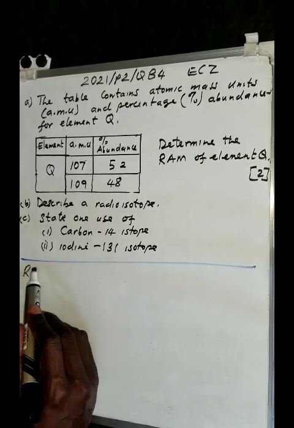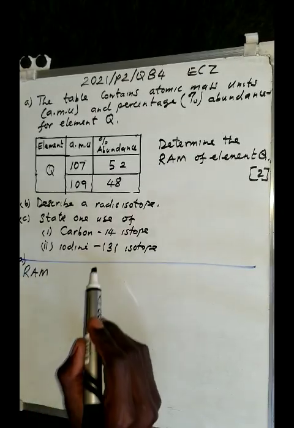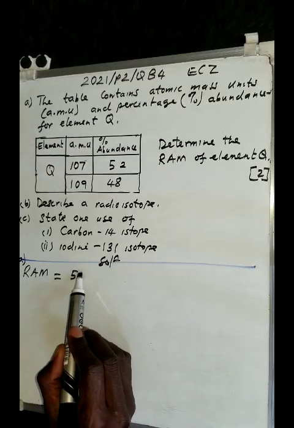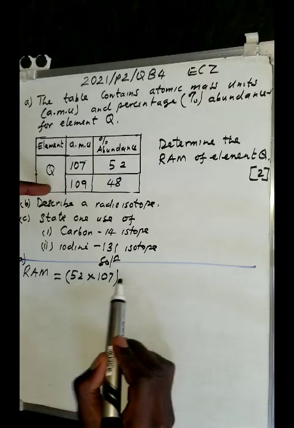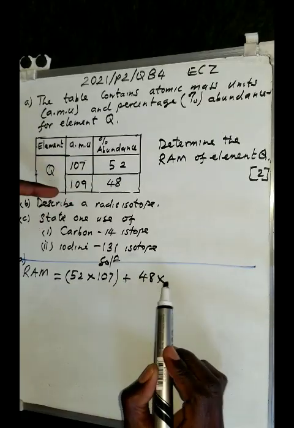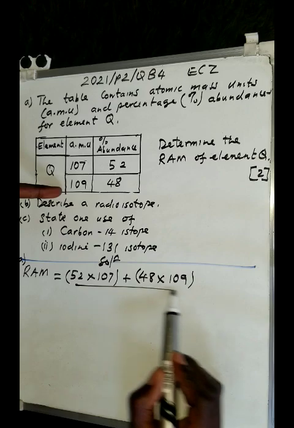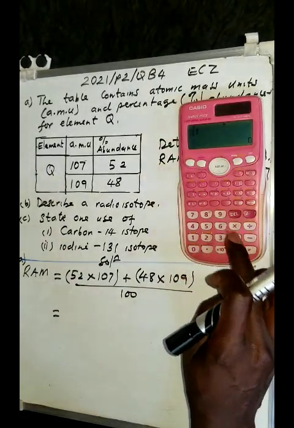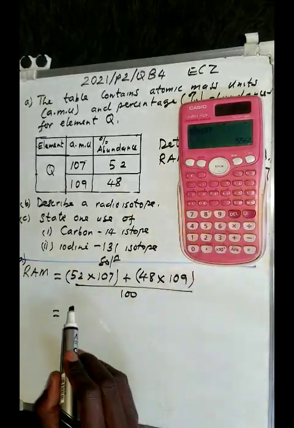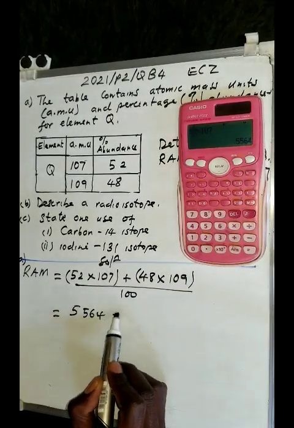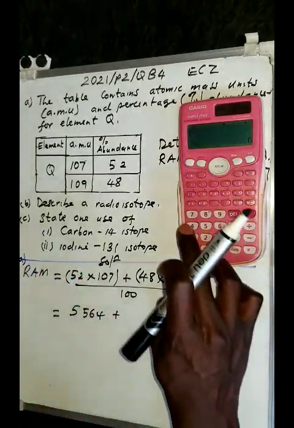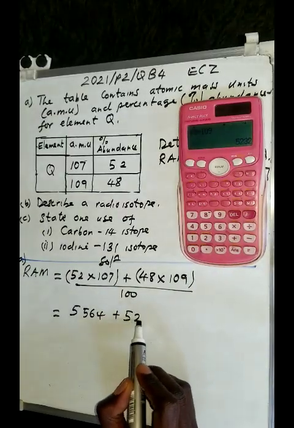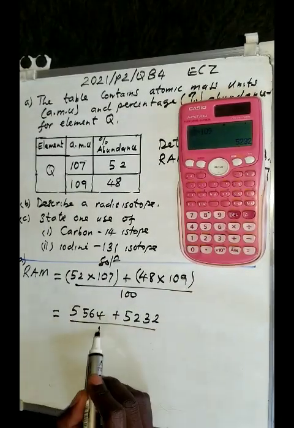So in this case, when we talk about the RAM, that was the A part there. So that's the solution. I'm now looking at the solution. So the RAM, like I told you, get the percentage abundance 52 times 107 in bracket plus. You go to the percentage abundance 48 times 109. Then you just divide everything by 100 there. So what is that going to give us? So it is going to be 52 multiplied by 107. So that will give you 5,564 plus. Please, if you have a calculator, make sure you practice and you key it in yourself. Don't allow someone to key it in for you. Otherwise, you will not be learning. So that we divide by 100.